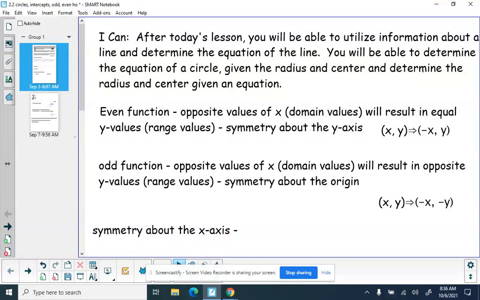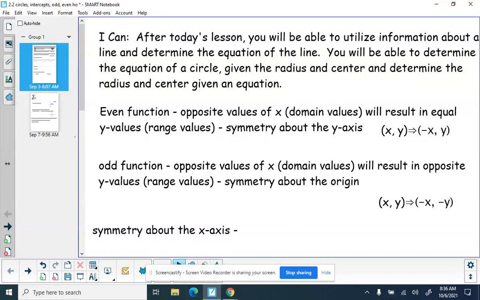Equals give you an even function. You can correlate all the e's together. Odds give you opposites, which gives you an odd function. Opposites give you opposites, that's an odd function. The o's match up. And there's going to be symmetry about the origin.